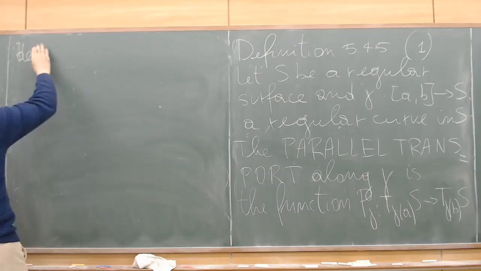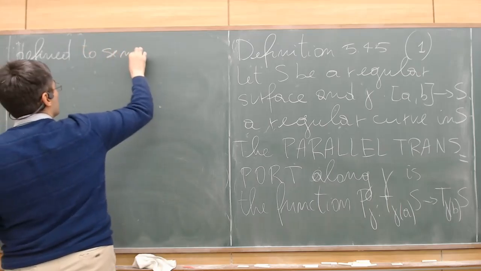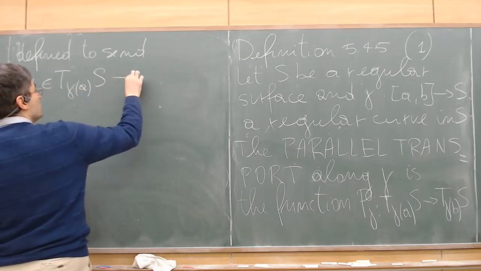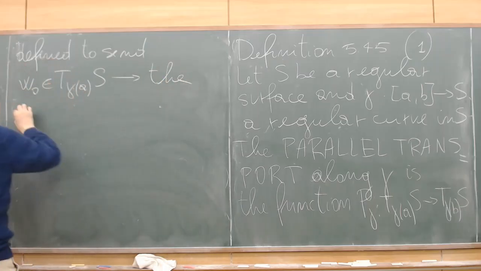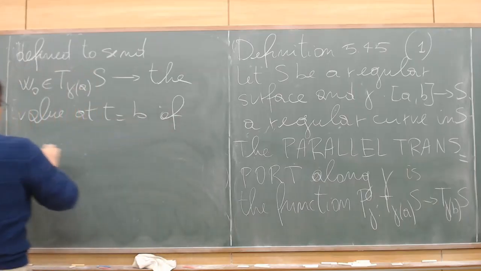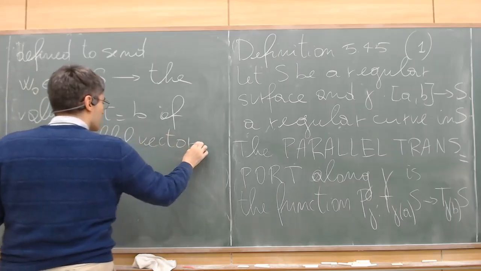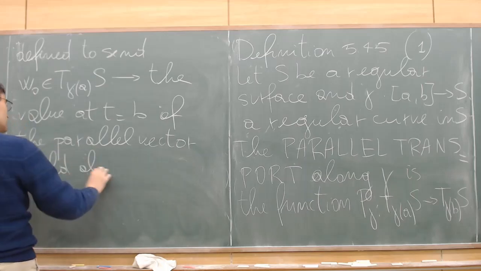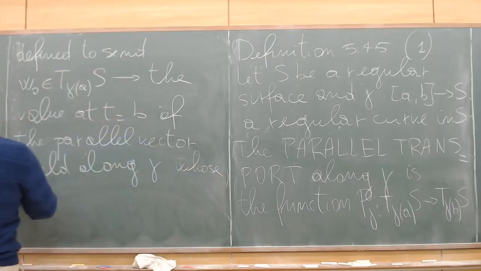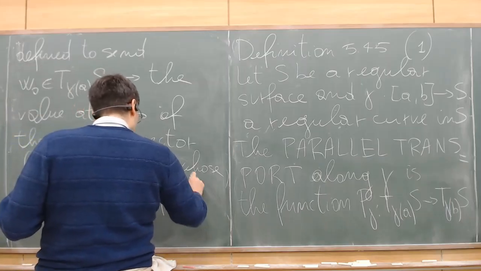Define it to send W0 in T gamma(a) S to the value at t equals b of the parallel vector field along gamma whose value at t equal a equals W0.